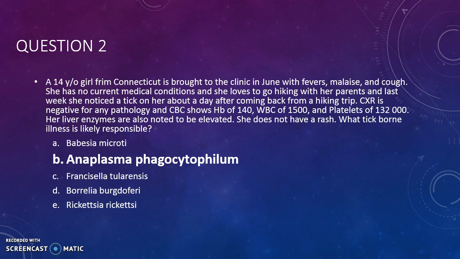Also keep in mind when a question mentions the specific microbes, as in this question, think about the diseases they cause. For instance, Babesia microti causes babesiosis, which is a parasite similar but still very different from malaria. Anaplasma phagocytophilum is an agent that causes anaplasmosis, which is described as Rocky Mountain spotted fever without the rash. C is tularemia. D is Lyme disease. E is Rocky Mountain spotted fever.